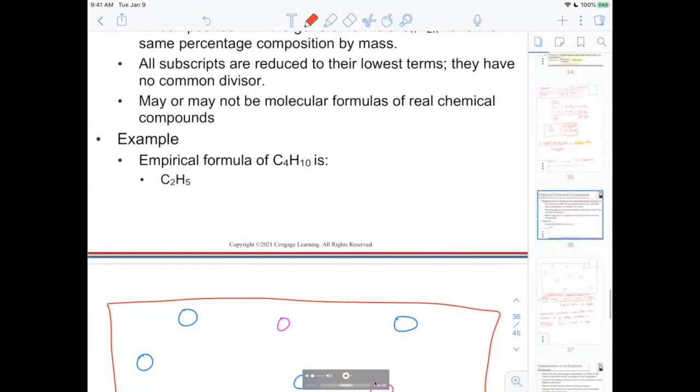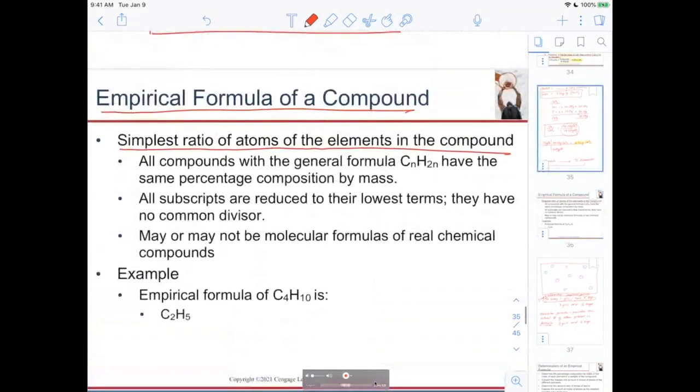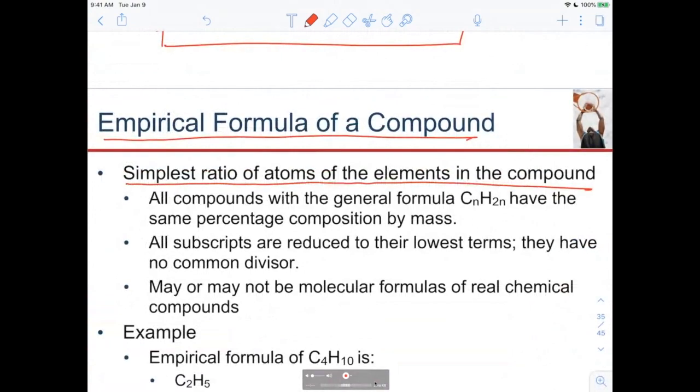So now that I'm done with this part, let me go back to this slide, which says, when you're looking at the simplest ratio of atoms in the element, this is the empirical formula. All compounds with the general formula CnH2n have the same percentage composition by mass. FYI, don't dwell on that statement. All subscripts are reduced to their lowest terms. So this is kind of telling you how to get the empirical formula.